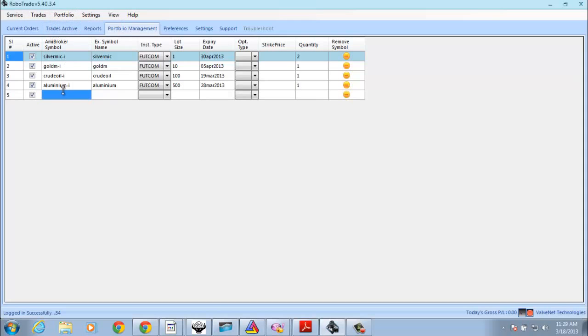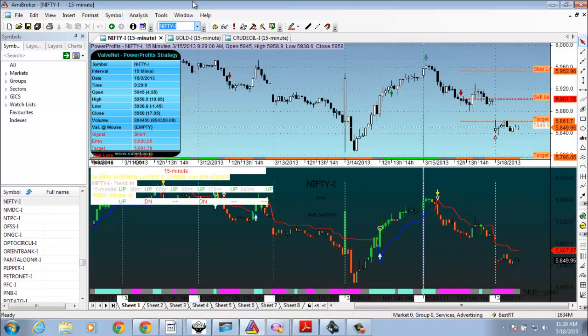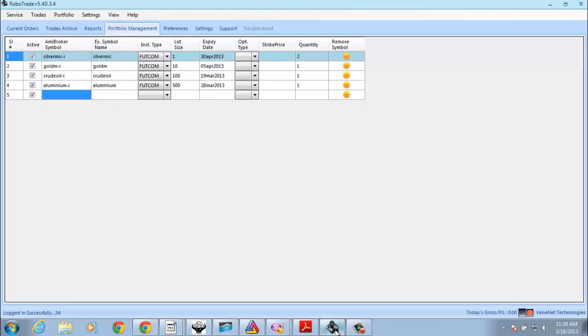So basically this Amibroker symbol has to be put in the robo. See, listen. The Amibroker symbol, manually you need to customize your portfolio alone. Other things will be taken care of by the robot. For example, I've customized silver, micro, gold, crude oil, and aluminium, and I'm just going to add this Nifty. This is actually the Amibroker symbol, and we have to put the exchange symbol like Nifty.